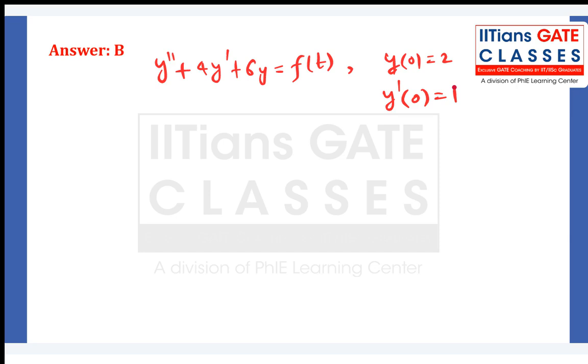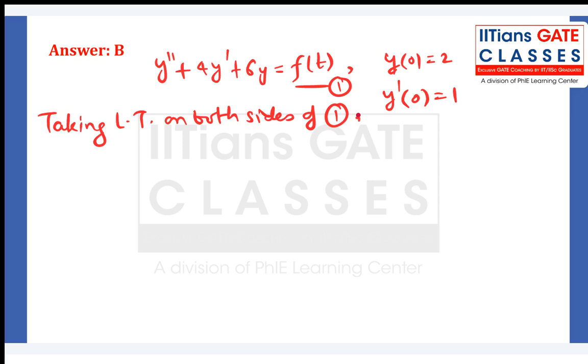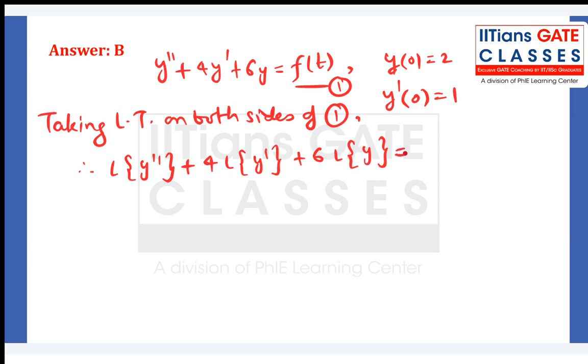What you can do is take the Laplace transform on both sides of this ODE, let's call it equation 1. LT stands for Laplace transform. The Laplace transform is a linear operator, so it will multiply with each and every term, and we can take the constants outside. This will be the Laplace transform of f of t, which is capital F of s.